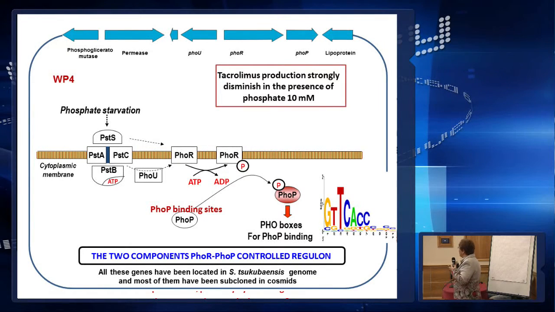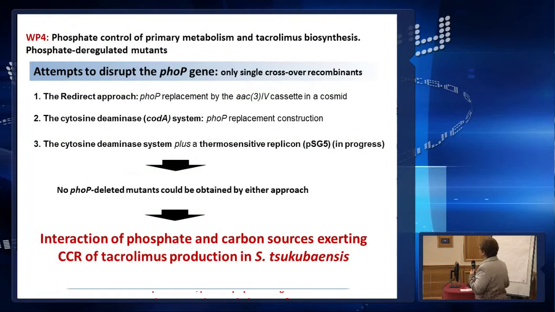But the main objective of this part of the project was to disrupt the PhoR and PhoP genes in order to get strains that were deregulated and could grow and produce in the presence of high phosphate concentration.